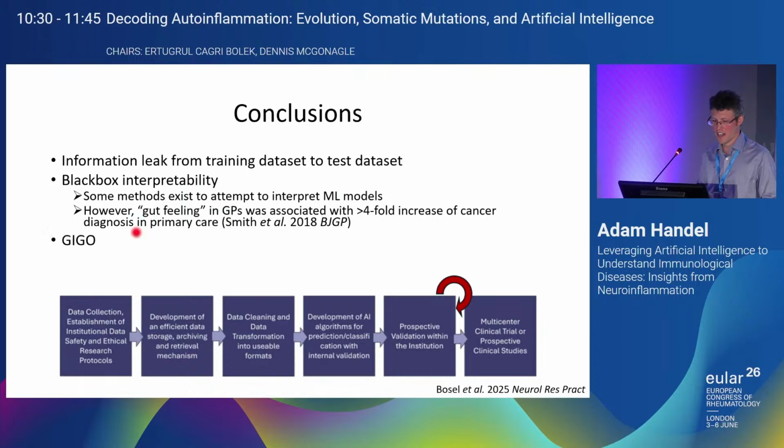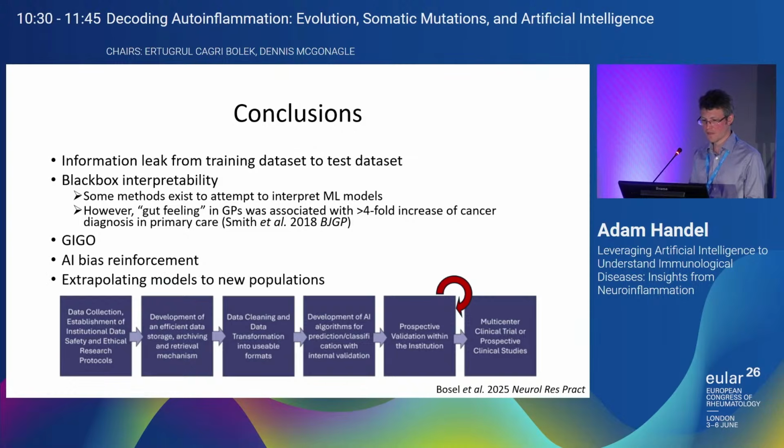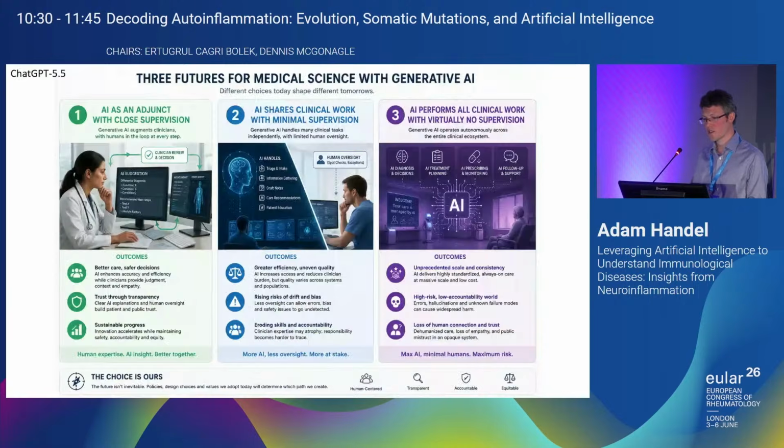GIGO is an acronym meaning garbage in, garbage out. So these processes are only as good as the training data you feed them. And AI bias reinforcement is really important. Because they trawl through a lot of our background information, they can reinforce societal biases, and we need to be careful of that. And finally, if we develop a model on a population, we need to be careful about taking it to another cohort.